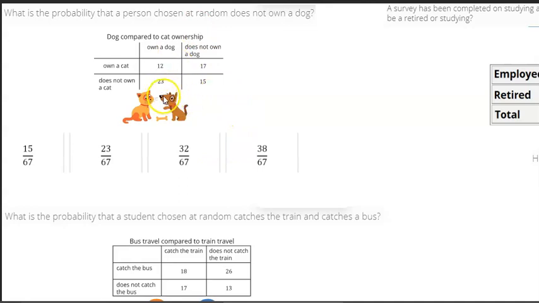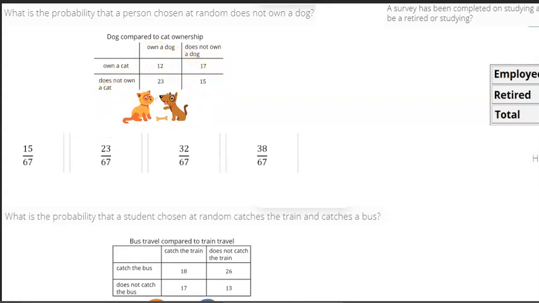And the question says, what is the probability that a person chosen at random does not own a dog? Does not own a dog. Now, it's intuitively misleading. It's easy to think, oh, okay, it does not own a dog, has to belong to this category here, 17. But does not own a dog also includes the category here, because I can not own a dog and own a cat, or I can not own a dog and also not own a cat either. So it belongs to these two.